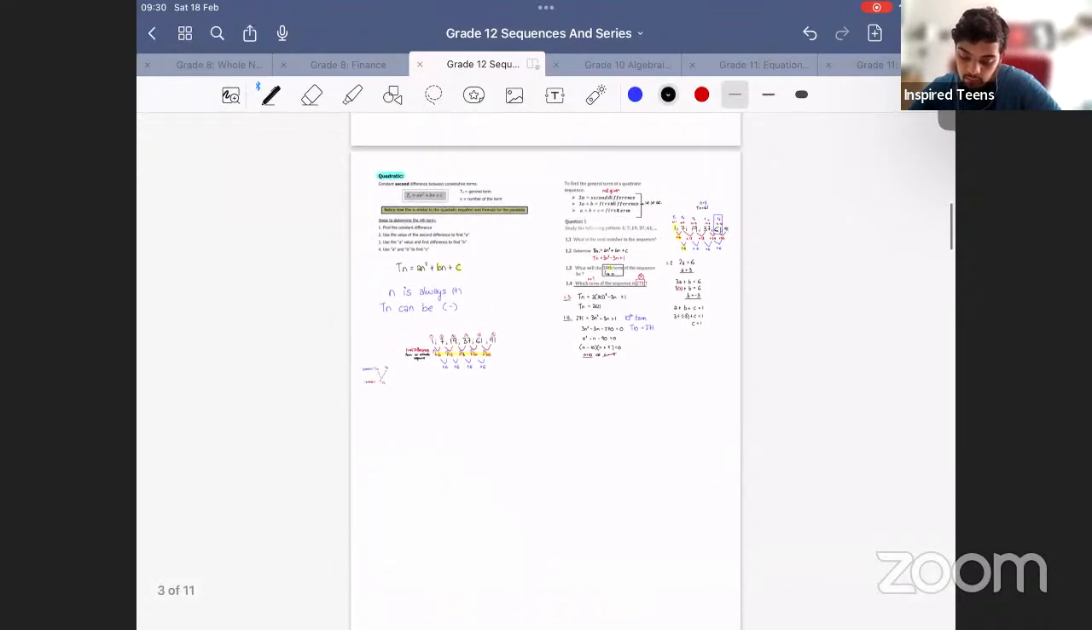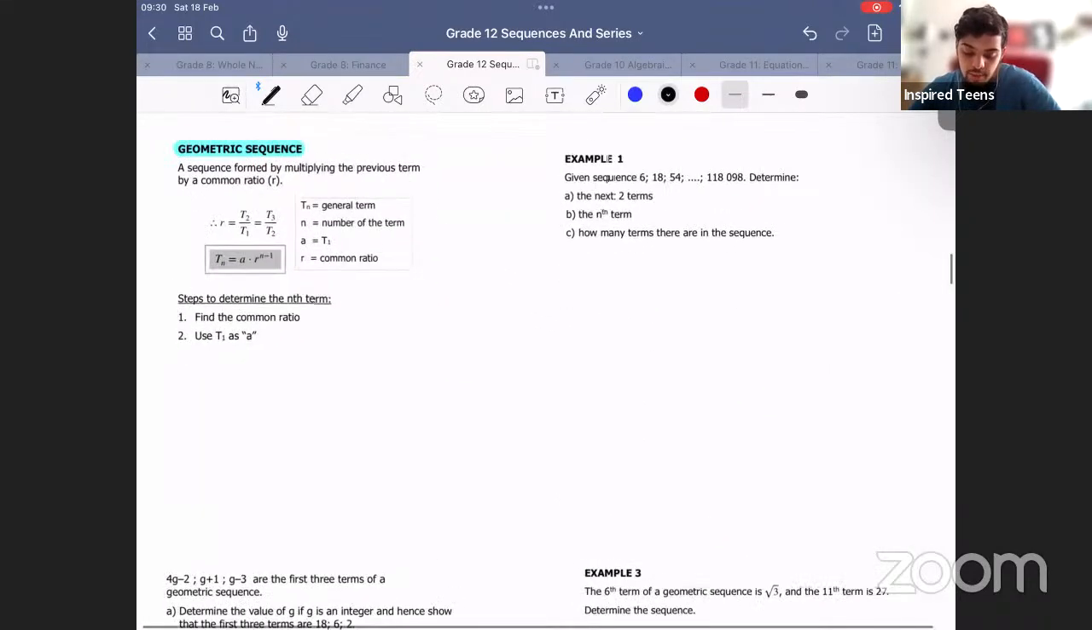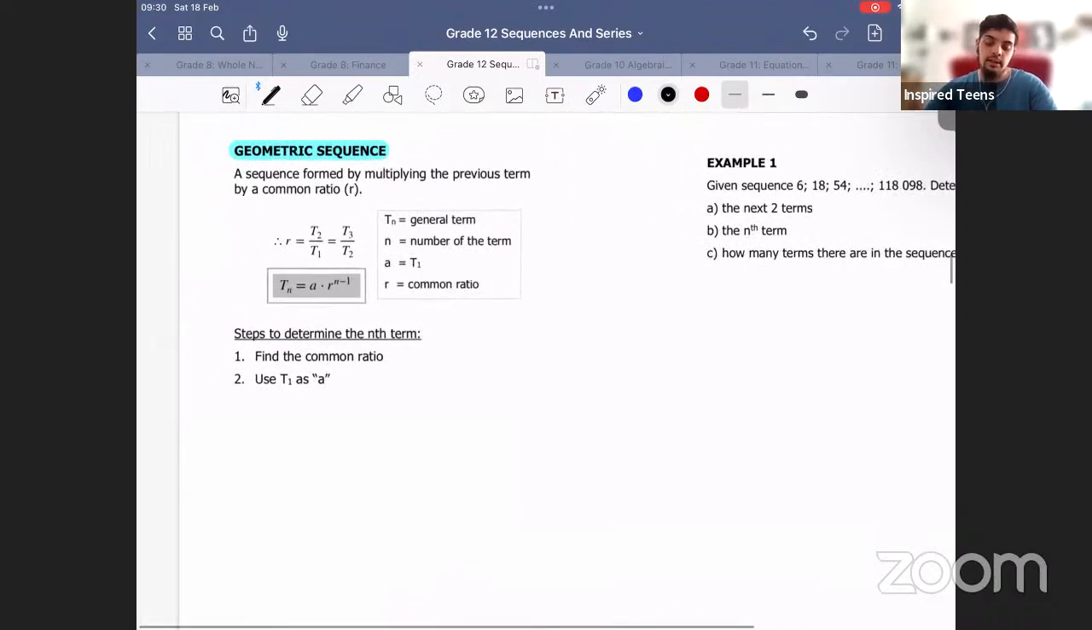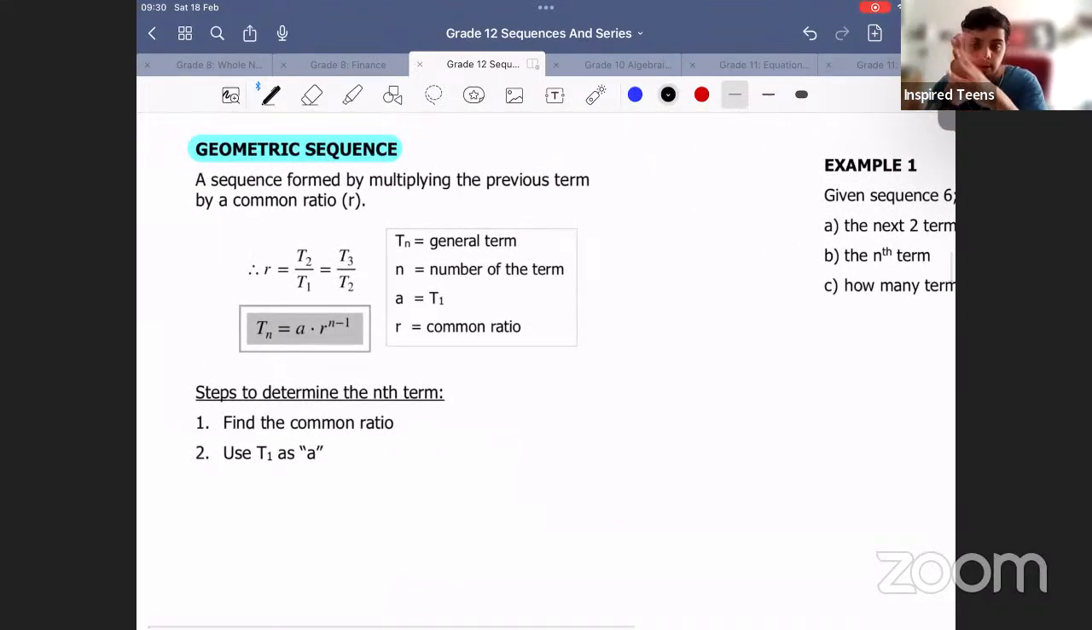Okay, going to move on to the geometric sequence. A sequence formed by multiplying the previous term by a common ratio. So this, I believe, is grade 12 now. A sequence formed by multiplying the previous term by a common ratio. So in this case, when it comes to geometric, we are not adding or subtracting that common difference. Now we are multiplying what we call a common ratio. So we multiply each term by the same number.